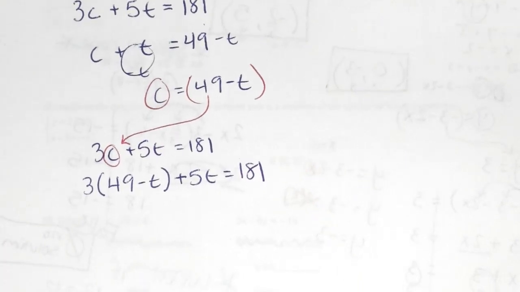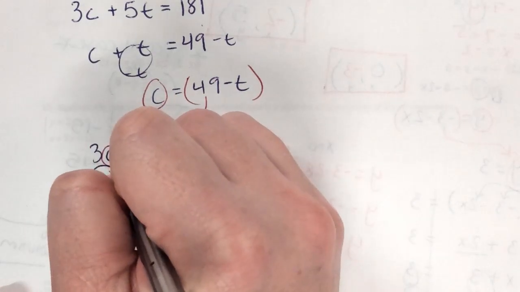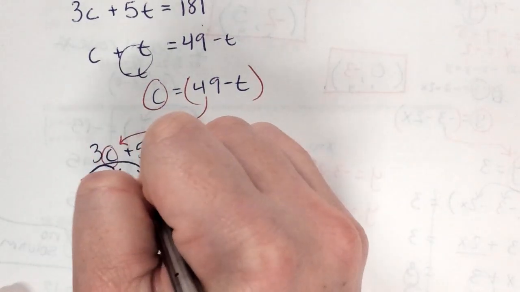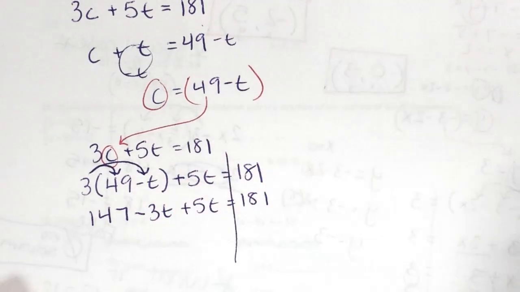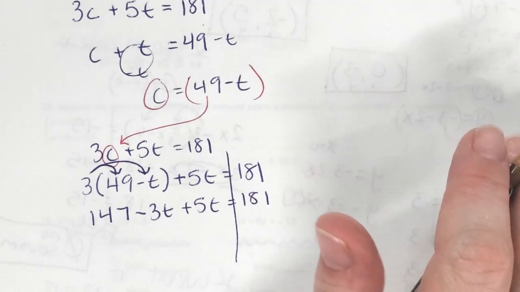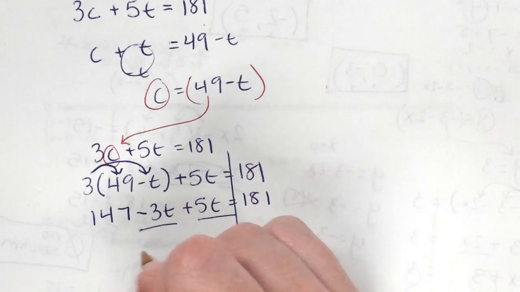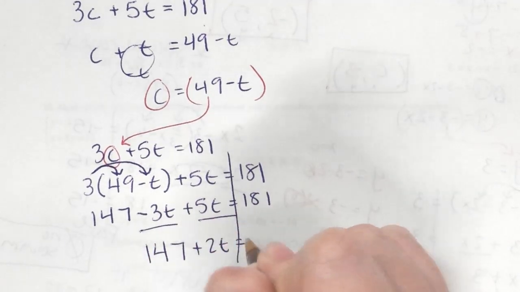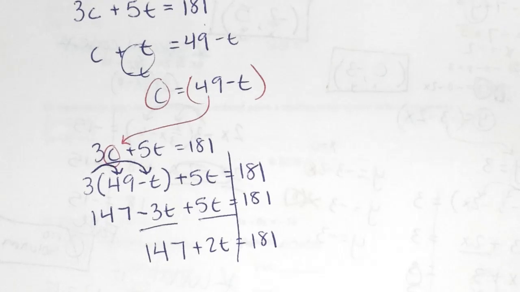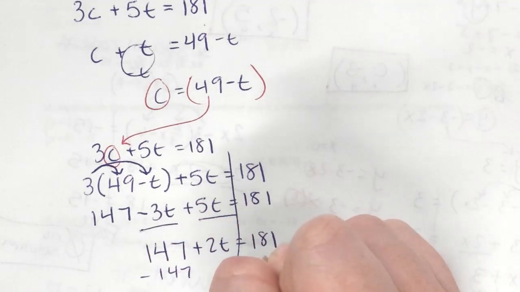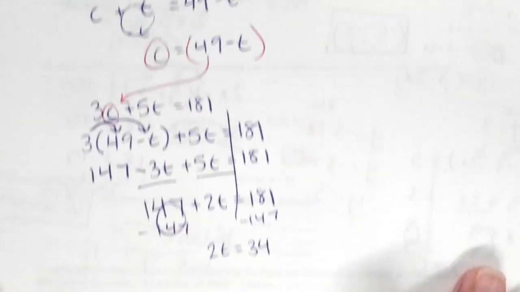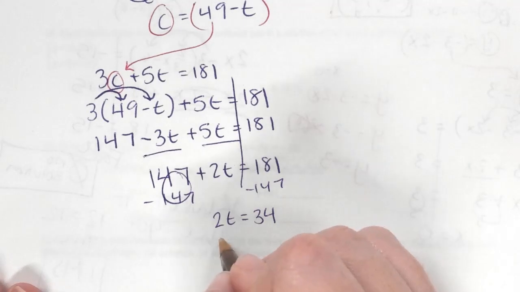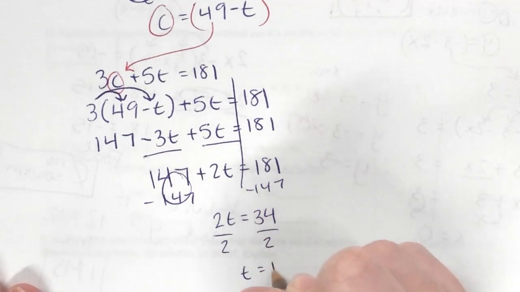So what do I do now? Distribute. What's 3 times 49? And 3 times negative t is negative 3t. Bring down my plus 5t equals 181. Now what? And what's negative 3t plus 5t? Now what? And that gives me 34. Last step. And I get t equals 17.